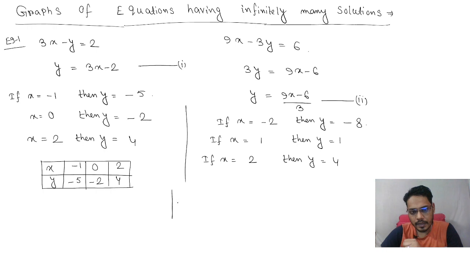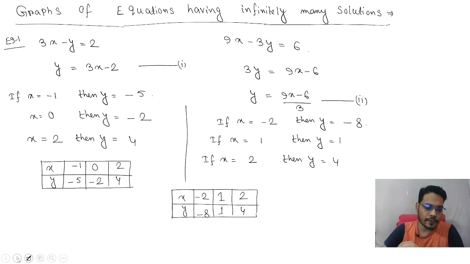Now put the values in the table. So this is x, this is y. If x is minus 2, y is minus 8. If x is 1, y is 1. If x is 2, y is 4. Now put the values in.